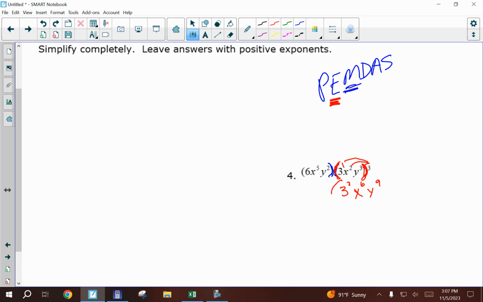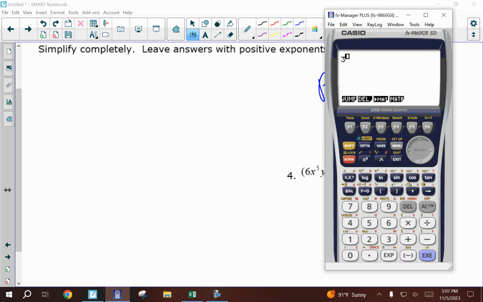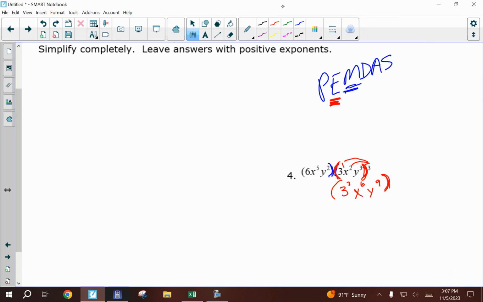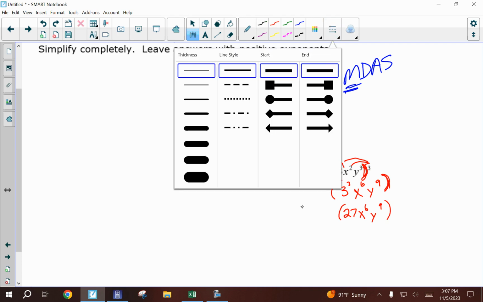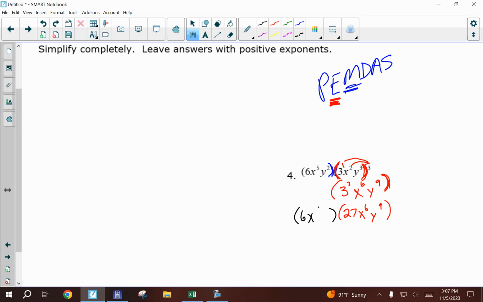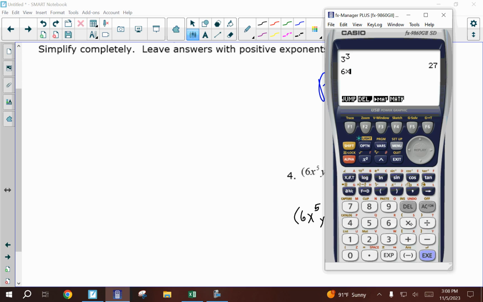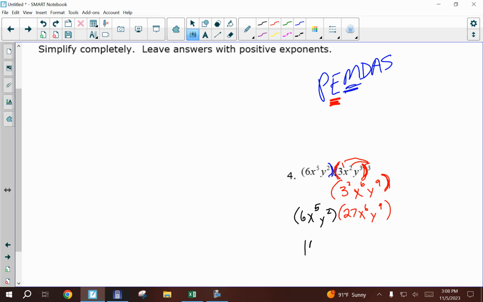So now that's still in parentheses, and I don't really like having exponents on my numbers. So if you do 3 to the third in the calculator, that gives you 27. So this is 27 x to the sixth, y to the ninth. And now we can bring the other parentheses down. So in this parentheses, I'll have 6x to the fifth, and then y squared. So now we times the 2 parentheses together. So I have to do 6 times 27. 6 times 27 is 162.